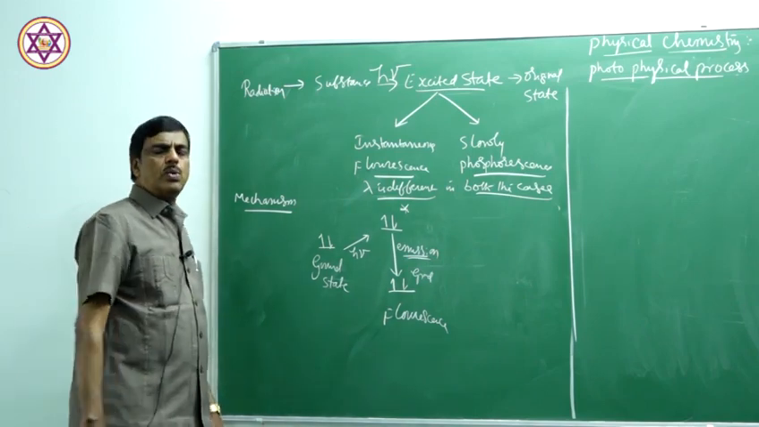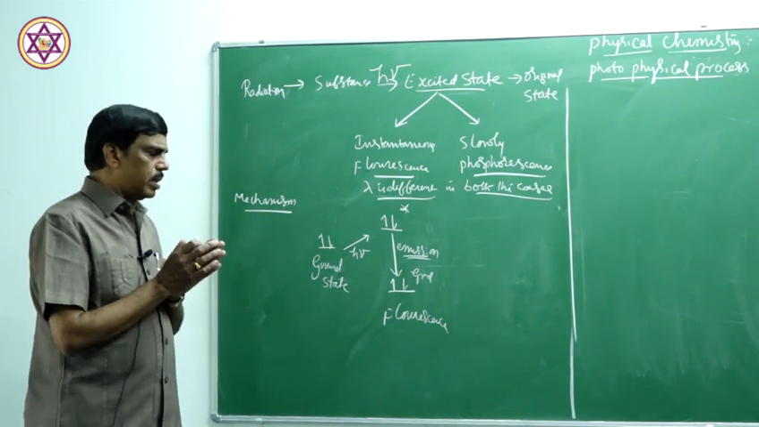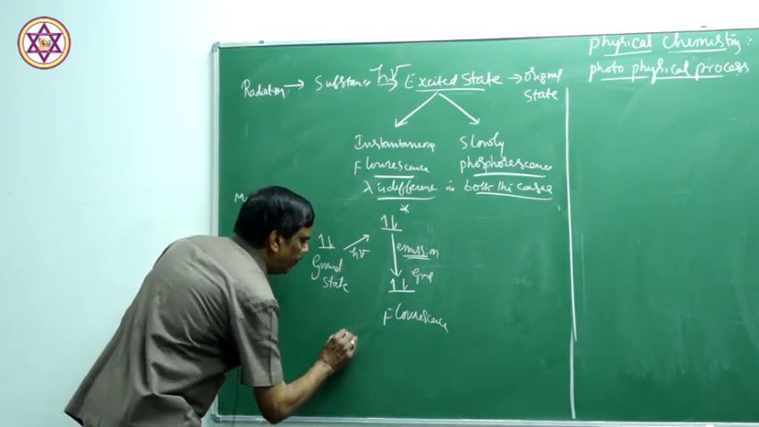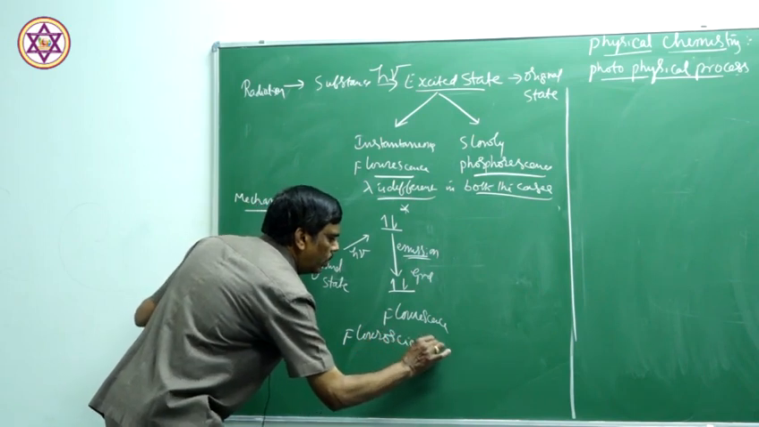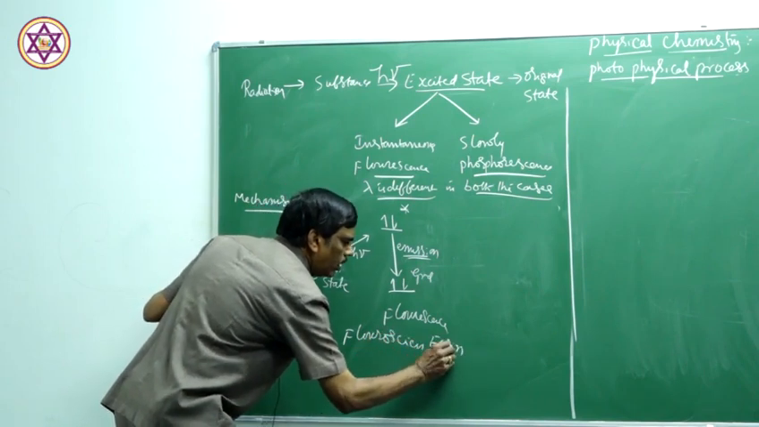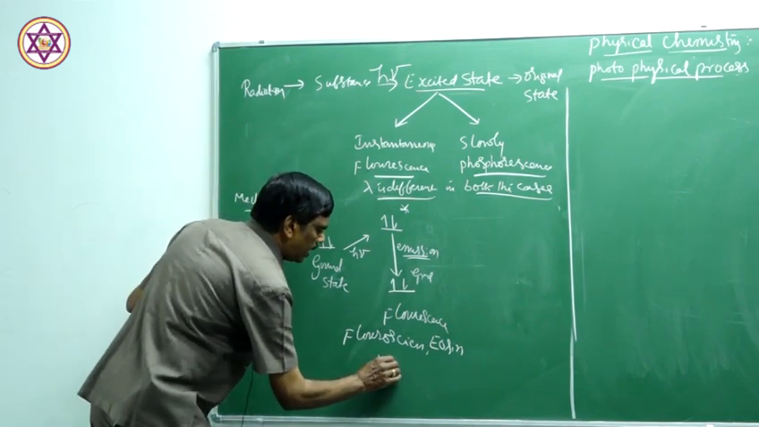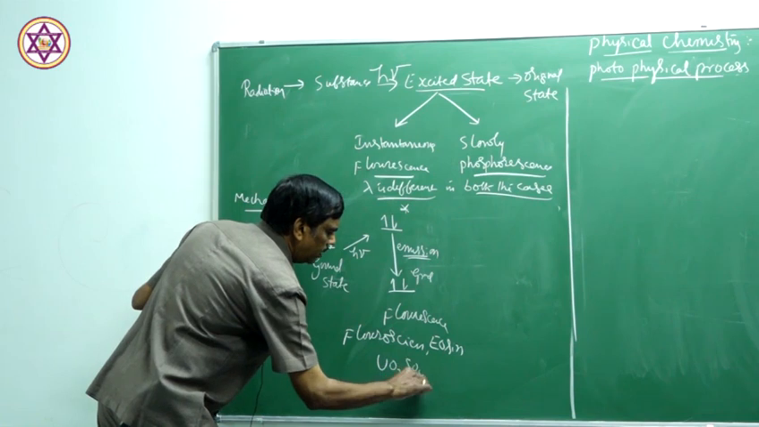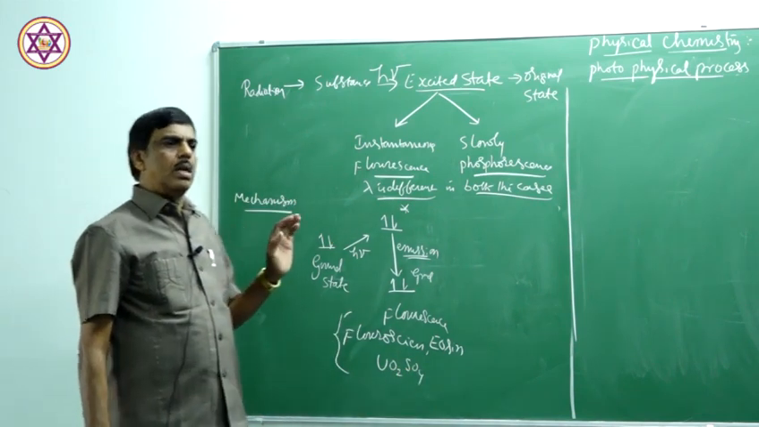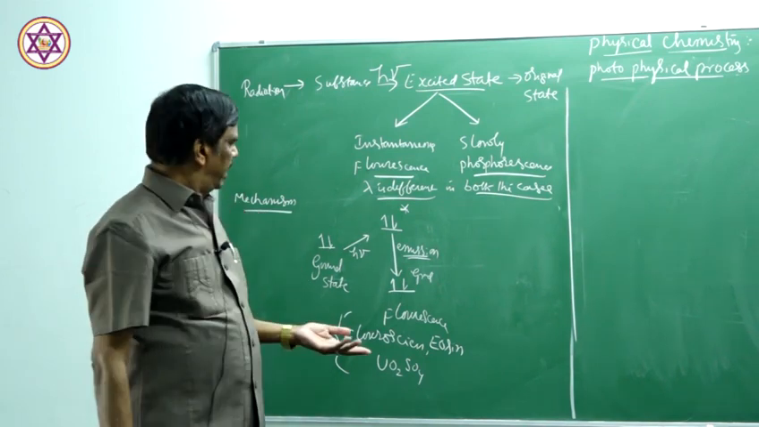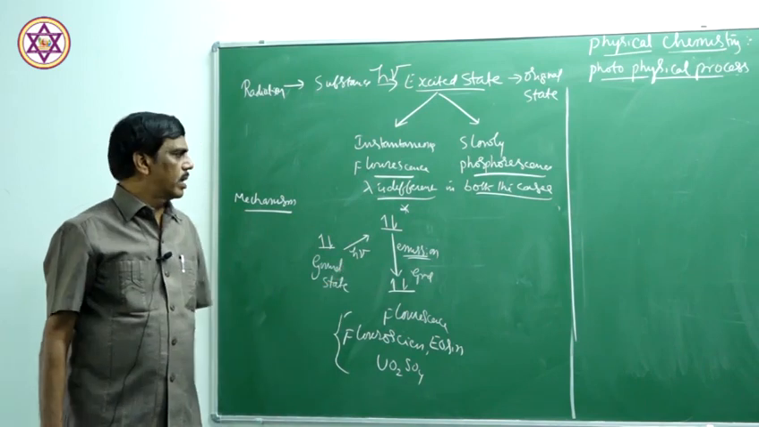Substances which show fluorescence include organic substances such as fluorescein, eosin, and uranyl sulfate. These are the substances which show fluorescence. In fluorescence, absorption and emission are instantaneous. This is fluorescence. There is no change in the spin during fluorescence.